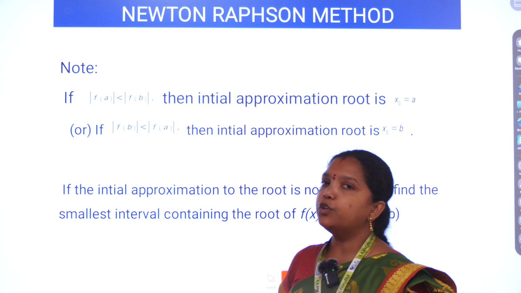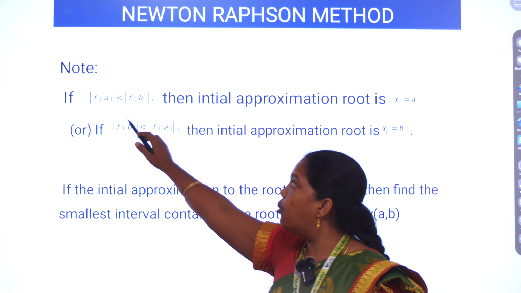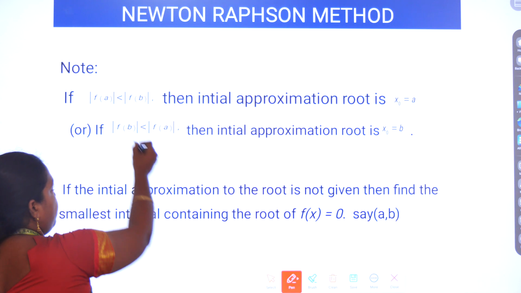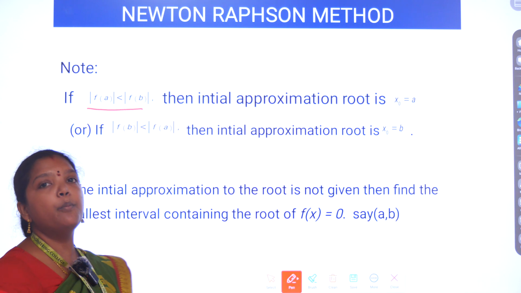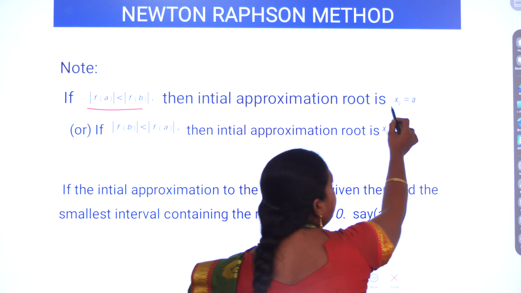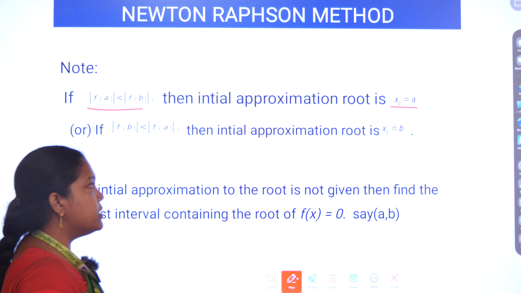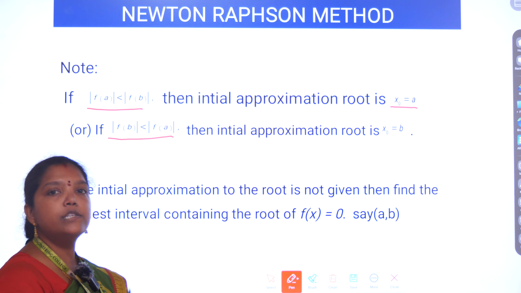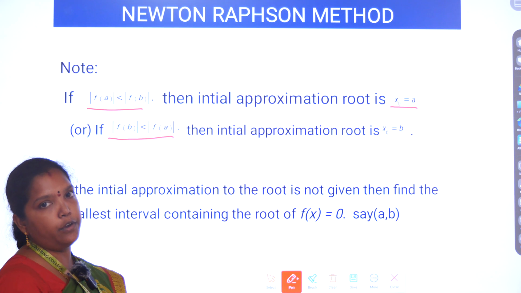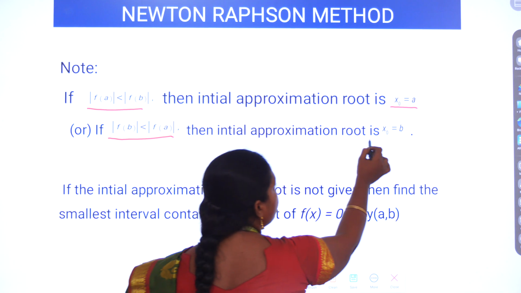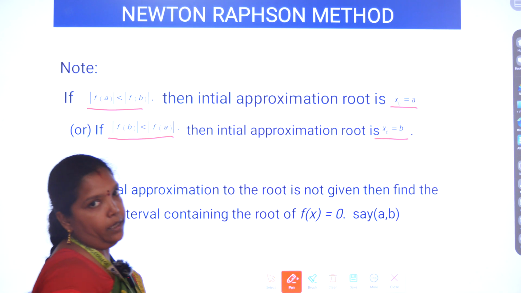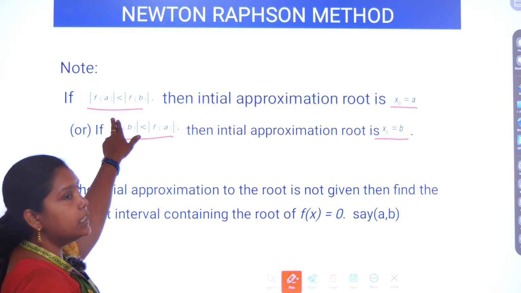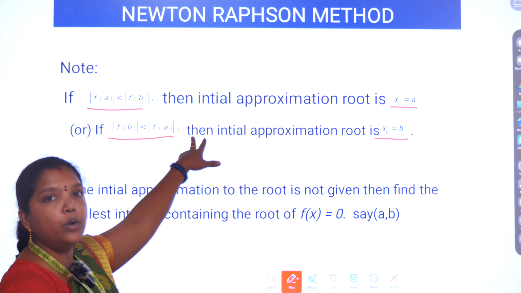For this we can check these conditions. One is if modulus of f of a is less than modulus of f of b, we consider the initial approximation root to be x0 equal to a. The next is if modulus of f of b is less than modulus of f of a, we consider the initial root to be x0 equal to b. That is, x0 equal to a means f of a is nearer to 0 when compared to f of b.